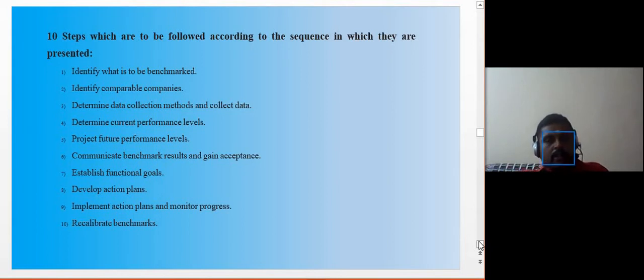Identify what is to be benchmarked. Identify comparable companies. Determine the data collection method and collect data. Determine current performance levels, project future performance levels, communicate benchmark results and gain acceptance, establish functional goals, develop action plans, implement action plans and monitor progress. Elaborate.